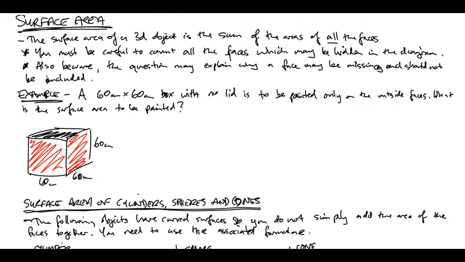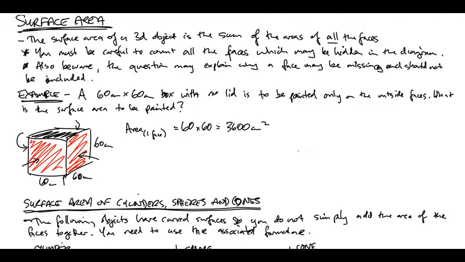Alright, and you still have to be careful. Remember, there's a face under the bottom as well. So area of one face is going to be 60 times 60. I think that's 3600, but just check. Yep, 3600 square centimeters. But how many faces are there? There's going to be one on the other side. 1, 2, 3, 4 in the back, and 5 at the bottom.